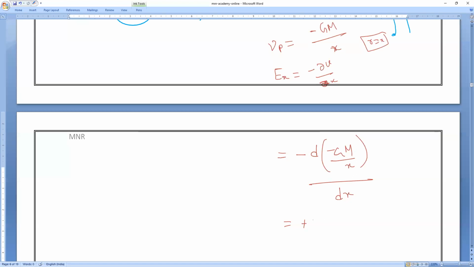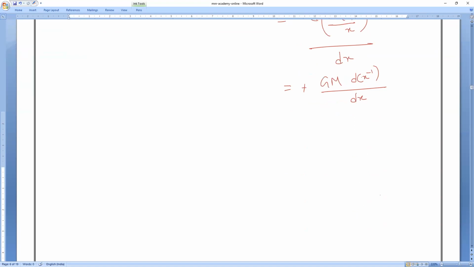GM is constant, so I will take GM outside. Now differentiation of 1 by x. 1 by x means x power minus 1, divided by dx. So can you tell me the differentiation of x power minus 1? Everyone, please speak, guys.